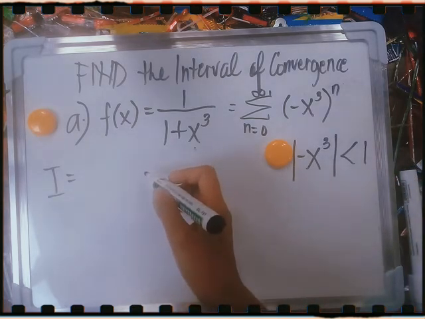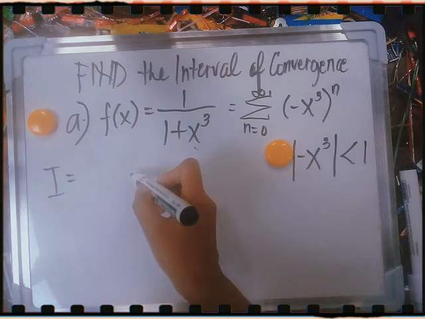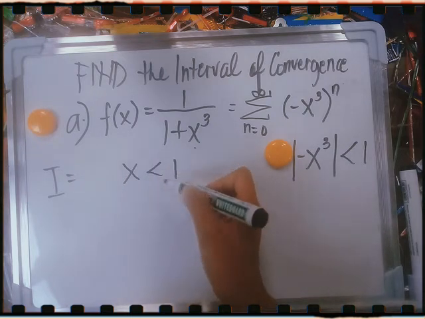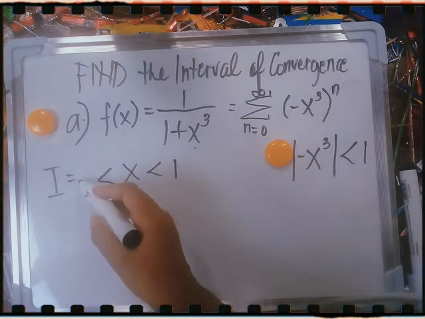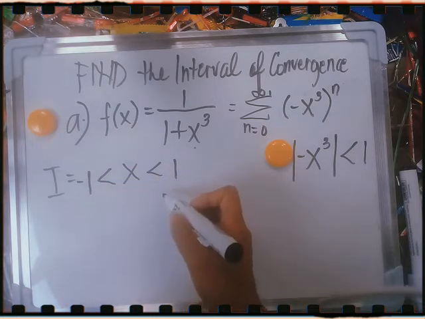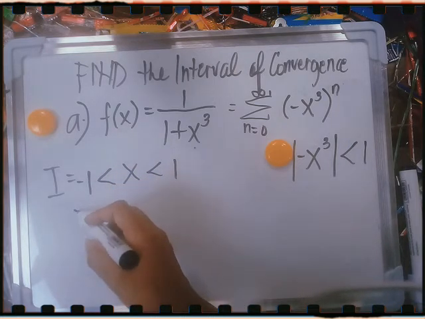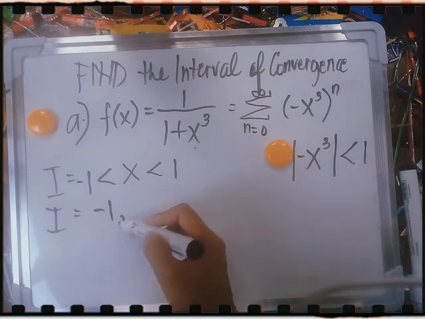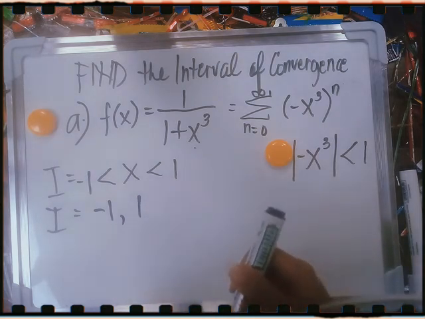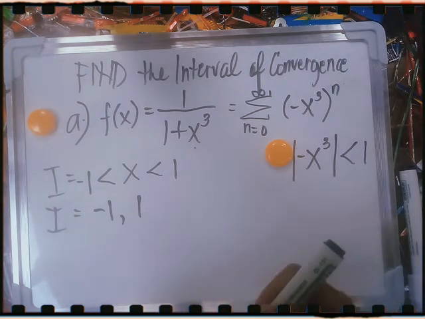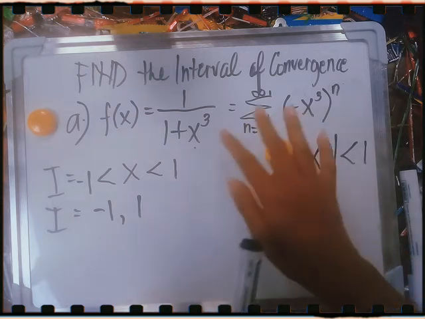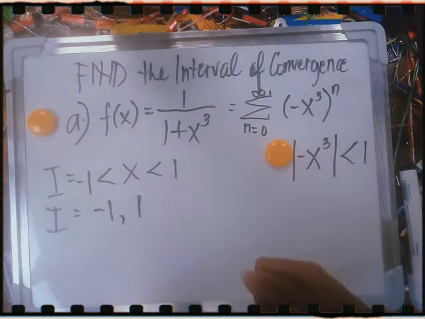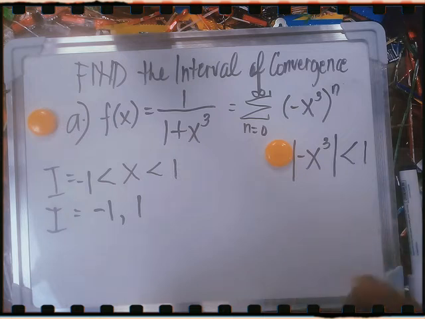So, we have x is less than 1 but greater than negative 1. So, obviously, ang ating interval of convergence are negative 1 and 1. So, the interval of convergence of this series is the same as the original series, right?